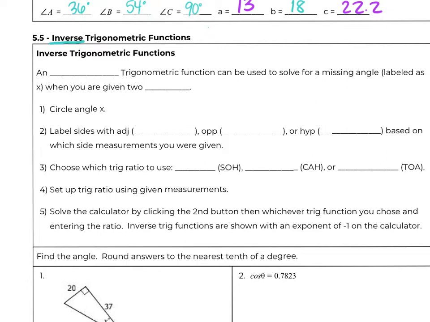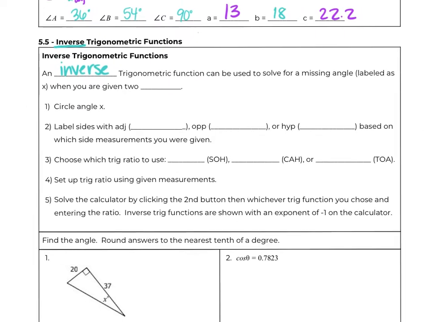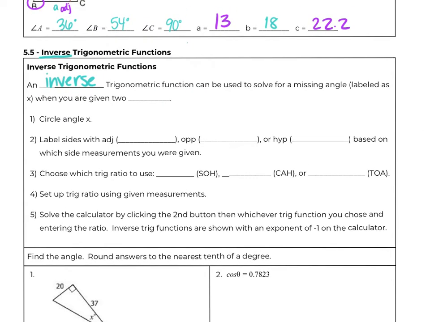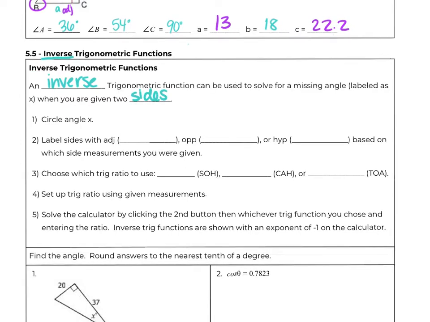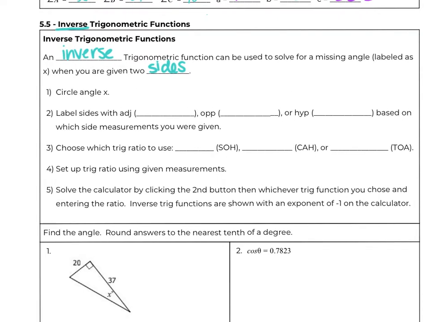Okay, so an inverse trigonometric function can be used to solve for a missing angle labeled as x when you are given two sides. Remember, like I told you, the part you're looking for will be labeled as your x. So you'll circle angle x. You're still going to label your sides.